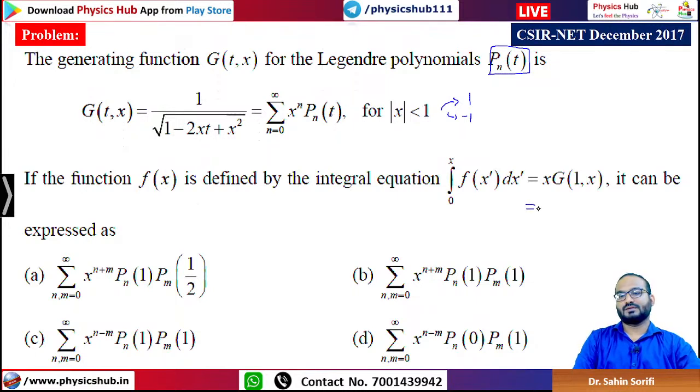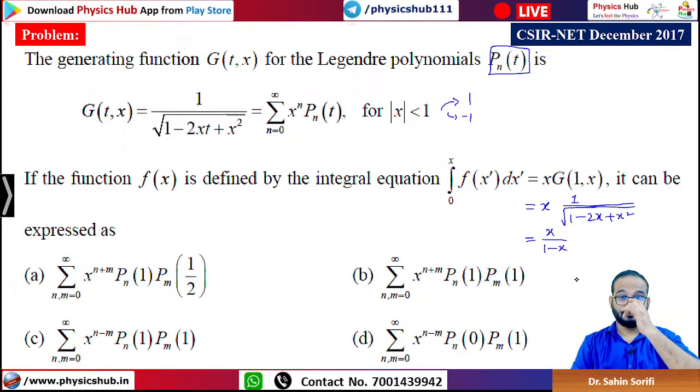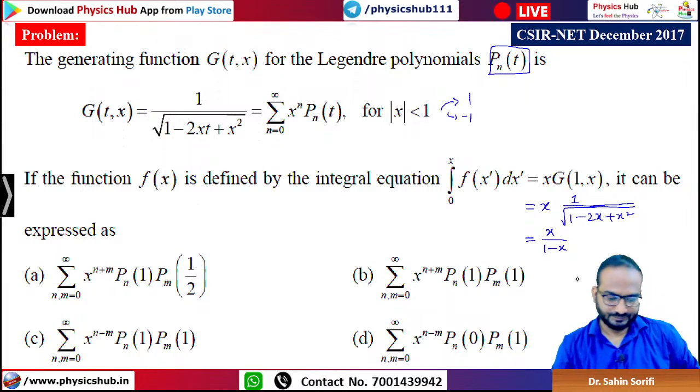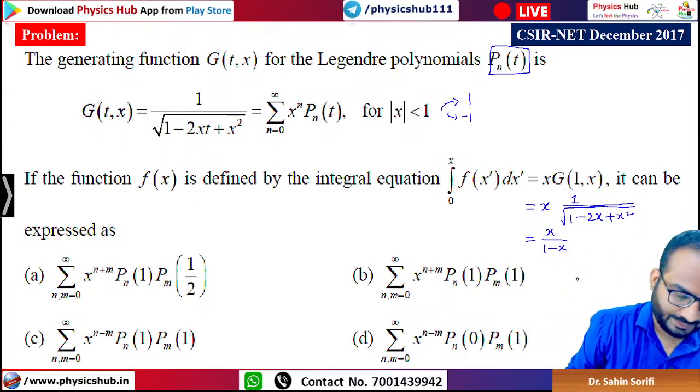Look at this one, x times g(1, x) means t equals 1. So if you put t equals 1, it becomes 1 by root over 1 minus 2x plus x square, that is 1 minus x whole square root. This is nothing but x by 1 minus x. Do it quickly.